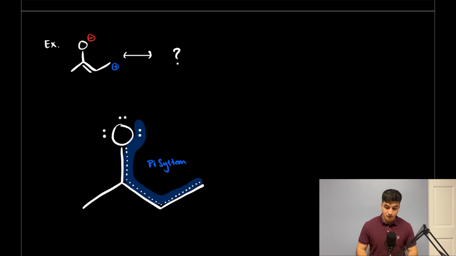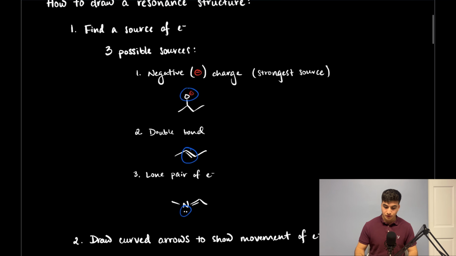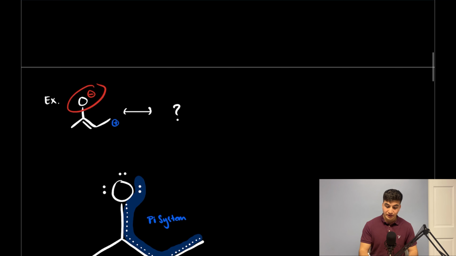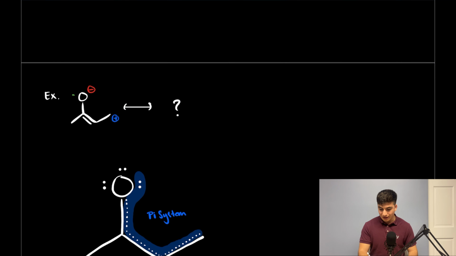Alright, so hopefully you tried this one out. So first step, what do we do? Let's go back up. Find source of electrons. So negative charge, double bond, and lone pair. In this case, we do have a negative charge, so that's where we're going to start. So let's draw an arrow, let's bring it down, let's create a double bond there. And because we can't break the octet of this carbon, let's move this double bond over. And that should give us our answer here.